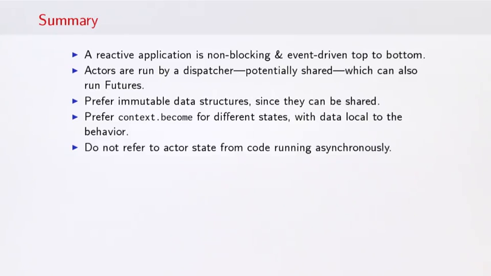The third point was to always prefer immutable data structures because they can be safely shared and there is no problem in sending them across thread boundaries. The fourth point was to always prefer context become to model different states of actors and to keep the data local to the behavior where that makes sense. I have shown you some examples of where a deviation might be useful. If in doubt, always code both ways and compare them and choose the one which is more readable, more clear, or more concise, and also consult with your colleagues who will have to maintain that code.